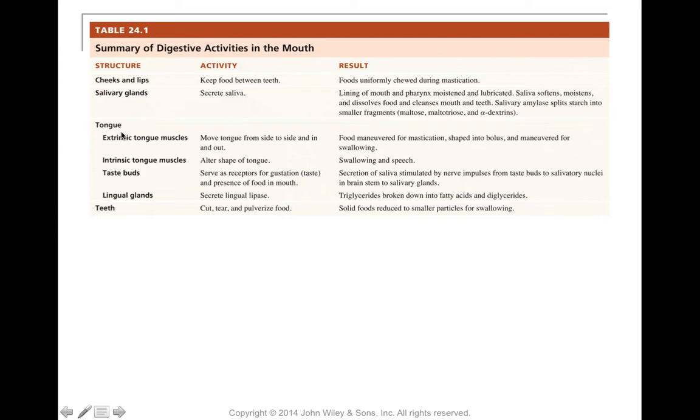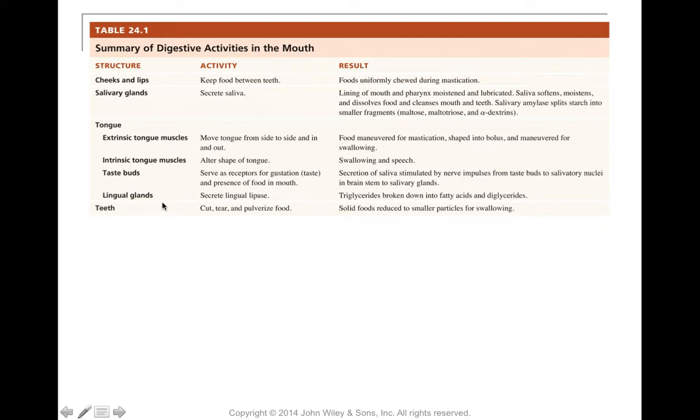Your tongue does a lot of things, speech, etc. But in terms of digestion, it's going to help with moving that bolus of food backwards. So it's going to help maneuver it around during chewing, or mastication, shape it into that bolus, and then help you swallow it. We also have taste buds on there, which are going to help interpret what you do and don't like to eat. And it's all going to be converted into neural signals, so it's going to be relayed back to the brainstem, basically.